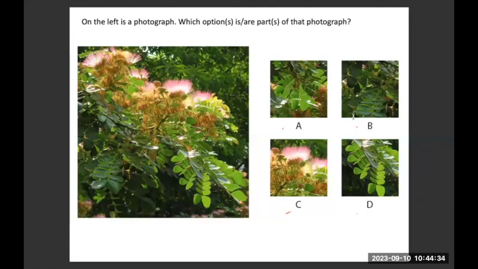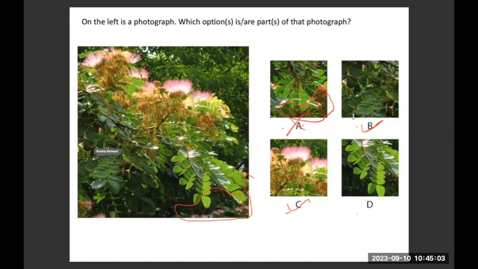In this case, the correct answer is B, C, and D. The part which you see here in A, that part and that part, are seen here. But if you observe, this brown part which is in the background does not happen in this part with A. So A won't come.